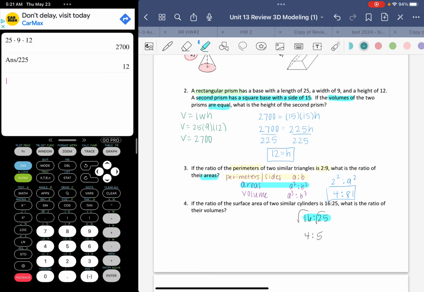But what do they really want? Did they want the ratio of the sides? No, they wanted the ratio of the volumes. So that's A cubed to B cubed. So now I'm going to take those numbers and cube them. So 4 cubed is 64 and 5 cubed is 125. So the volumes would be in a 64 to 125 ratio.